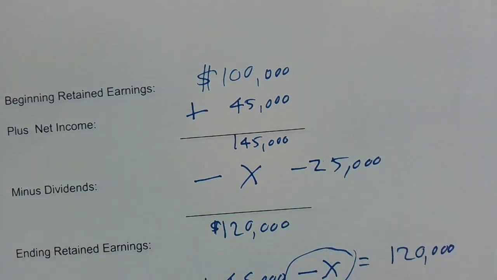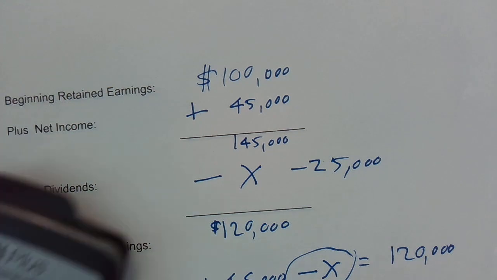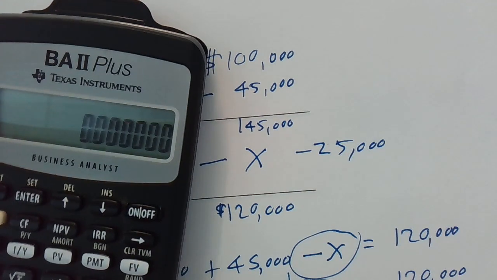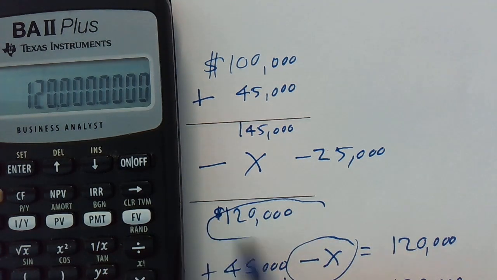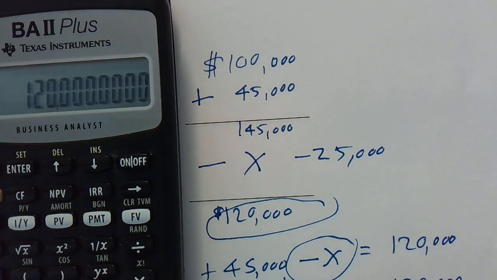And let's just check our work to make sure it works. So if we have the 145,000, which is the net income plus the retained earnings, and we're going to now subtract 25,000, that gives us 120,000, which is the ending retained earnings, so we know it's correct. So now you know another technique in calculating the dividends if you know the retained earnings and the net income.